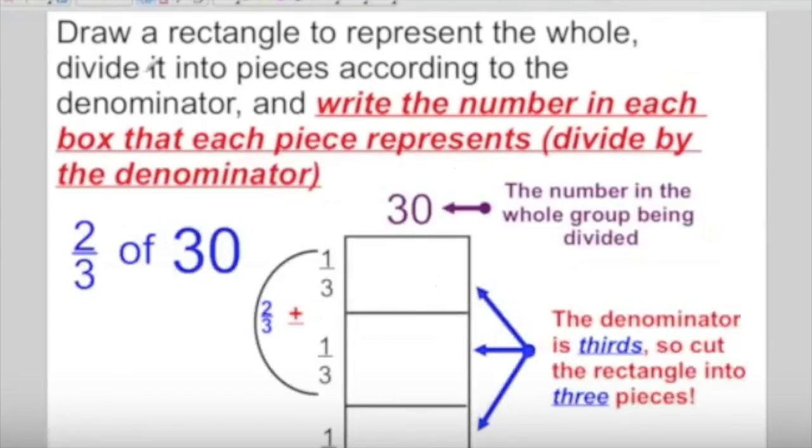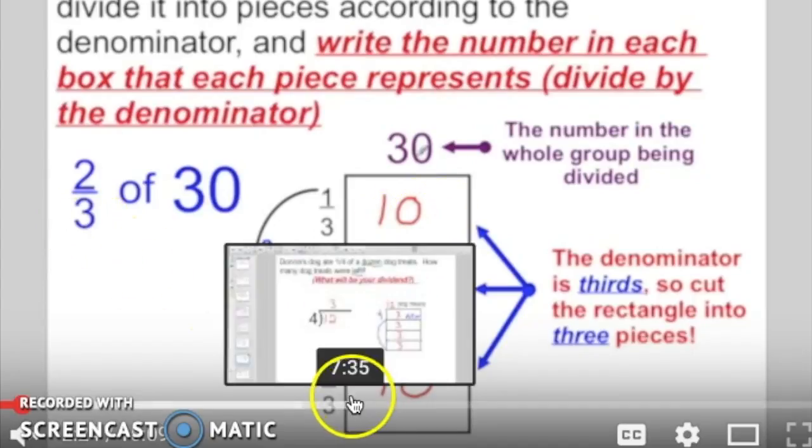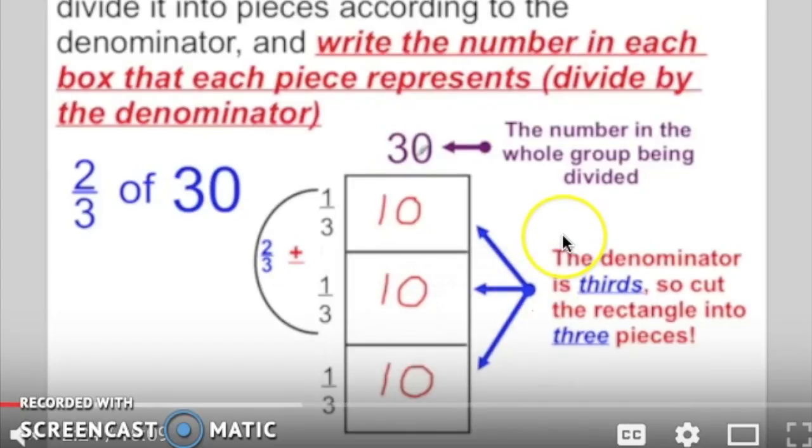So what you're going to do is first draw a rectangle to represent the whole. Then you're going to divide it into the pieces according to the denominator, just like we've done with the other story problems. And then we're going to write the number in each box that each piece represents. So in other words, whatever answer you got when you divided 30 by 3, you're going to put that in each block. 30 divided by 3 is 10, and so we put 10, 10, 10 in each of those blocks.